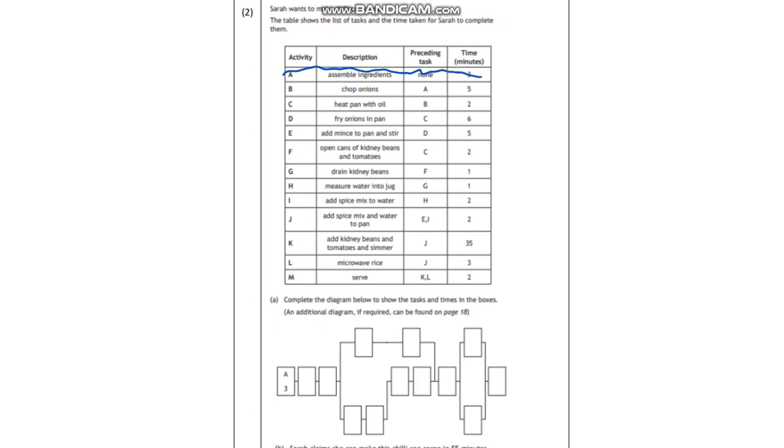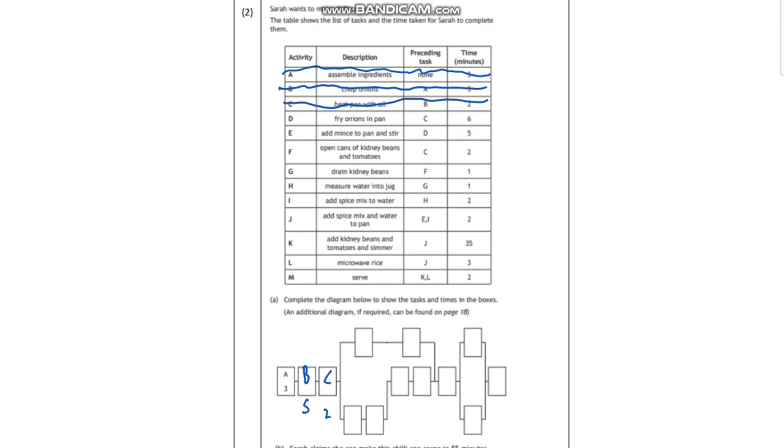They've helped us out. Preceding task none, and that's 3 minutes. We've got that in. So preceding A, it's going to be B. This one's looking a bit easier than usual, isn't it? That's quite nice. So that's 5 minutes. And then what's preceding, there we go, B, so that's going to be C.